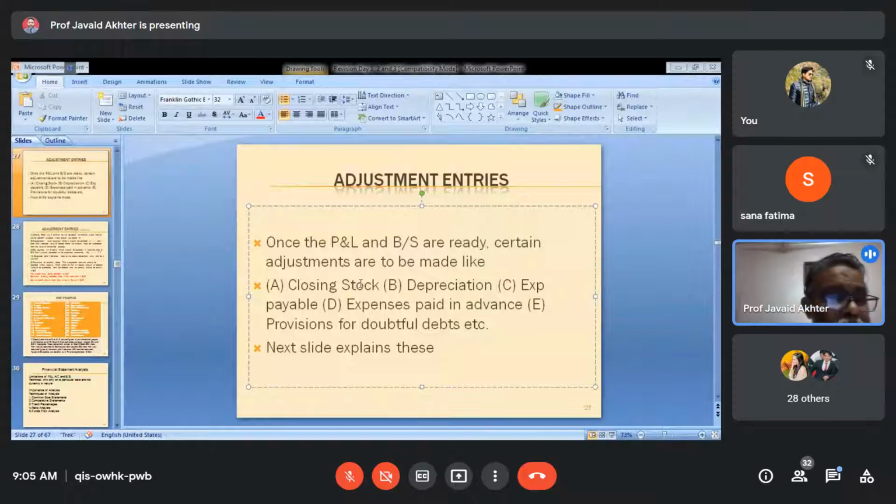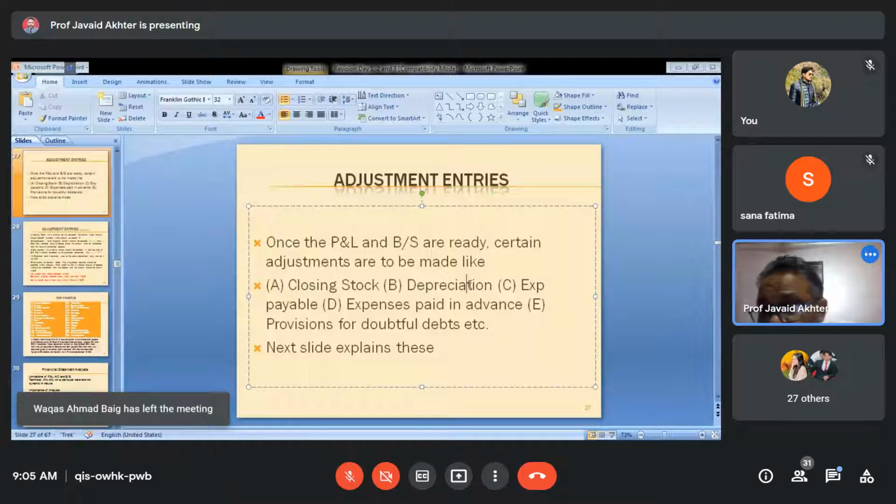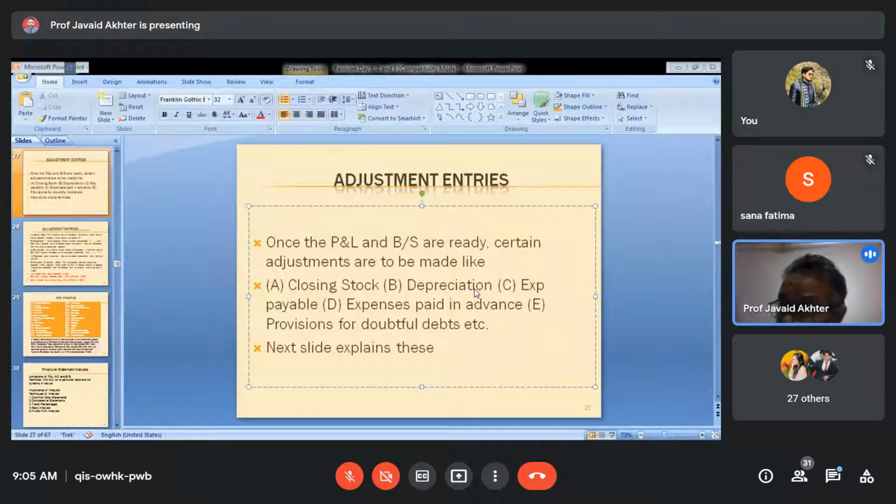For example, we need to incorporate the value of closing stock. We need to mention the value of depreciation. Now see, depreciation is calculated on fixed assets. Unless we know the correct value of fixed assets, we cannot charge 10, 20, 30 percent, we cannot make the calculation. Therefore, it is necessary to have a draft, and then we incorporate. So depreciation, how is it incorporated? How do we write depreciation in the profit and loss account and balance sheet? This is to be understood today.